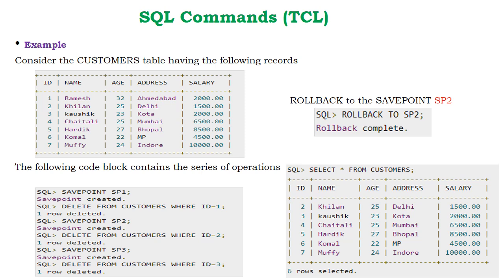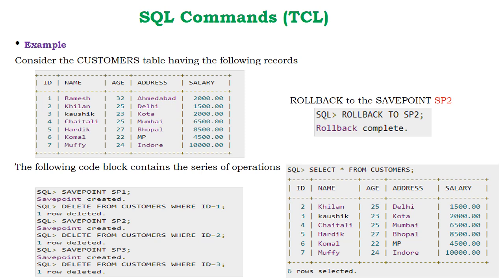For example, savepoint SB1. This is the first savepoint. Then we can do any operation. Here we are going to use the delete operation. Delete from customer where ID equals 1. Automatically the row with ID 1 is deleted. And next is savepoint 2, that is SB2. Then delete the next record, that is ID equals 2. The second record will be deleted. And next is savepoint SB3. Then delete from customer where ID equals 3. So the row with ID number 3 is deleted.